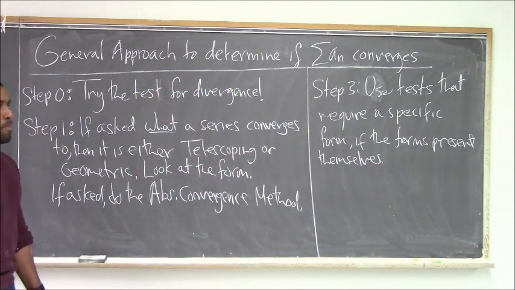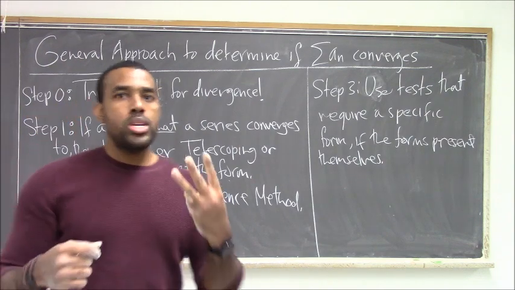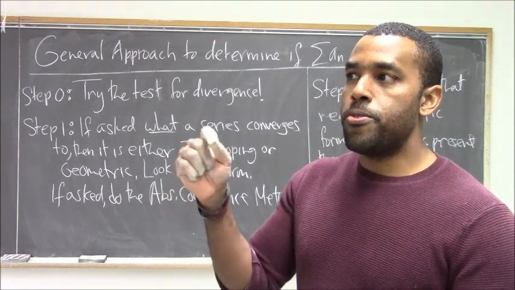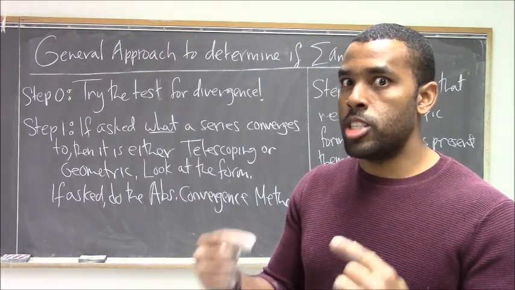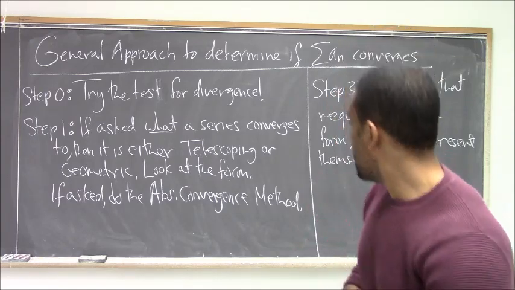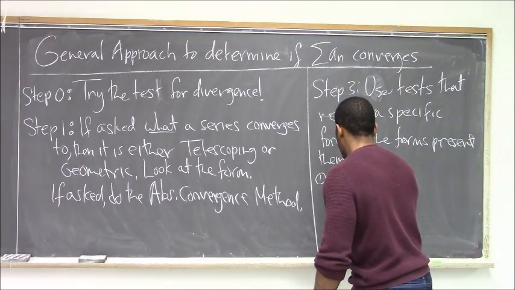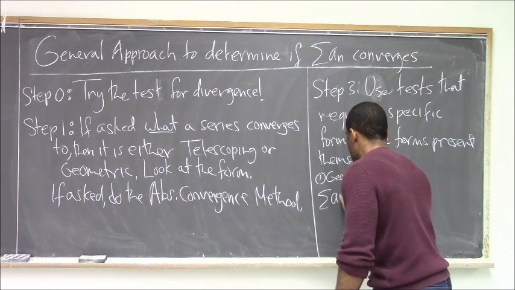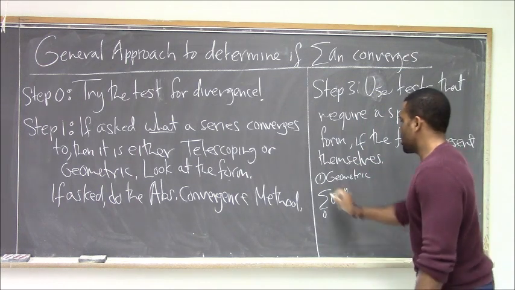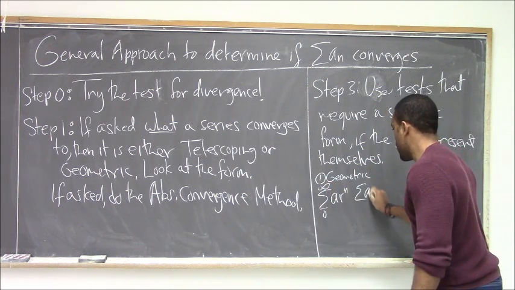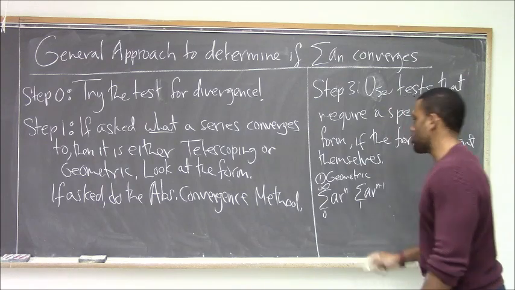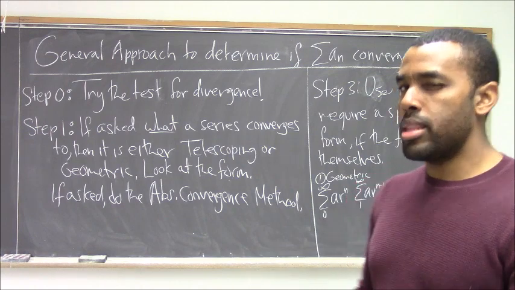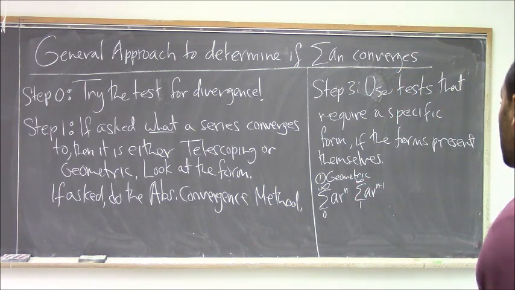Okay, what does that mean? There are 3 series tests in which the form of the series itself is very specific to the test. One was the geometric. That looks like ar^n if you start from 0, and it looks like ar^(n-1) if you start from 1. Right? So that has a very specific form, so you should be able to spot that form anytime it actually shows up.